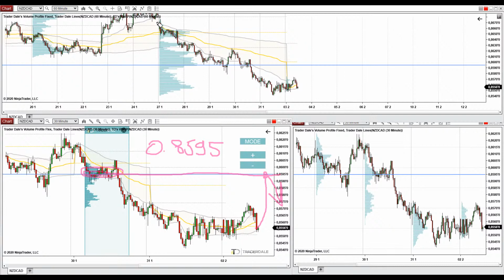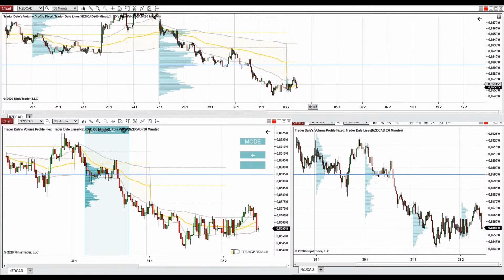Now if you look at the fixed weekly profile, you can see that those volumes are very nicely visible there, pretty massive volumes, and the daily profile shows that this level is actually the daily point of control. So that's the strong resistance on the New Zealand dollar, Canadian dollar.